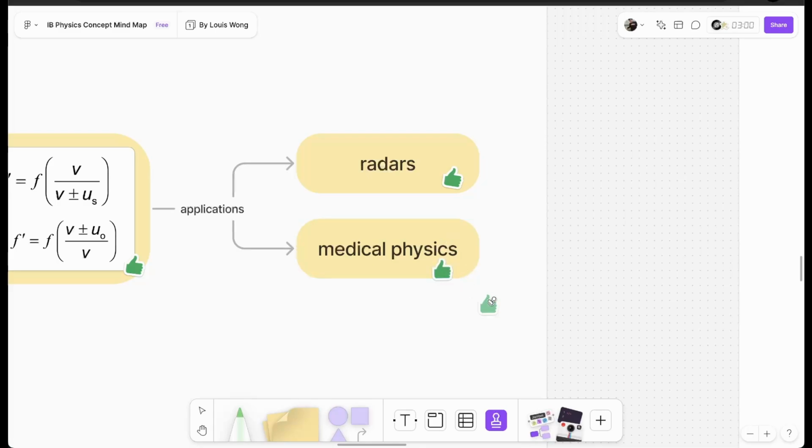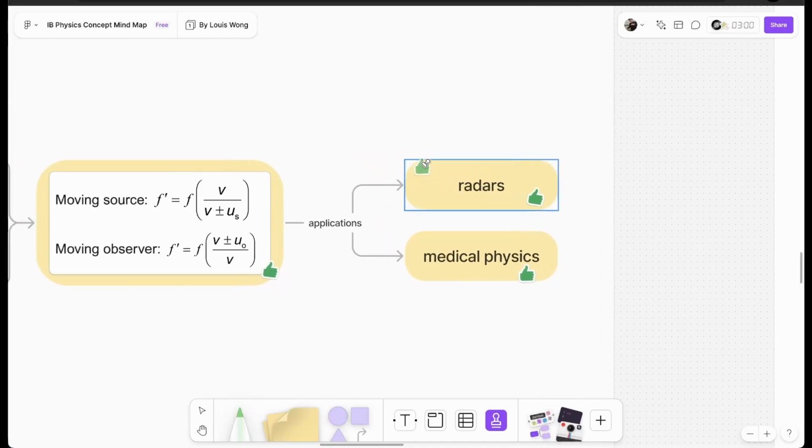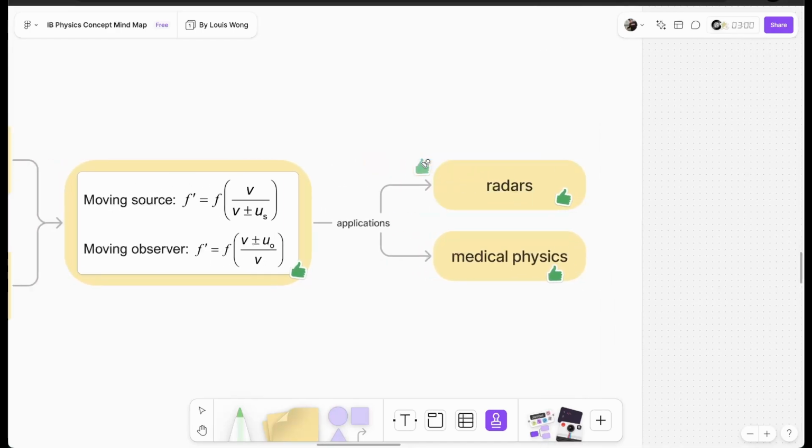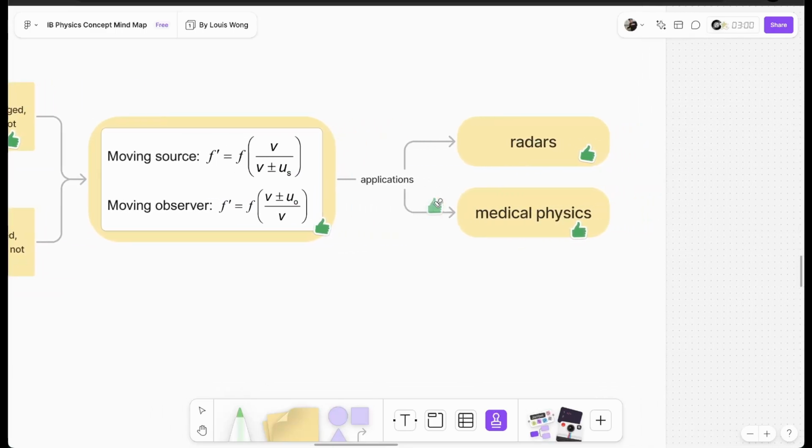For example, a speed meter of a police car detects how fast a car is moving by sending a wave to the car, and then that car reflects the wave back to the sensor. By measuring the shift using these two equations, you can then identify that object's moving speed.